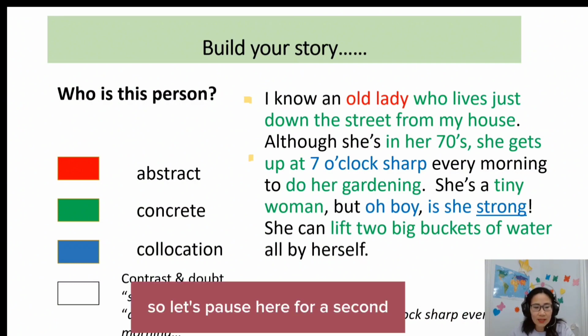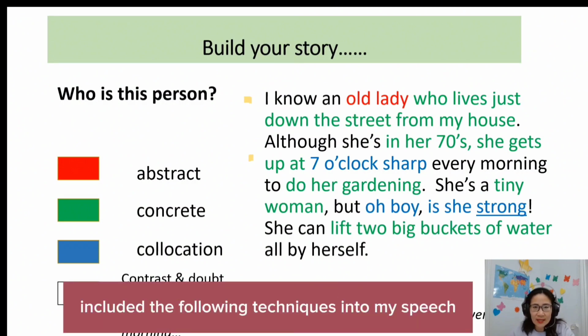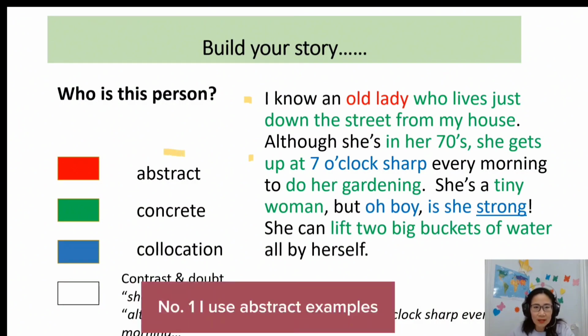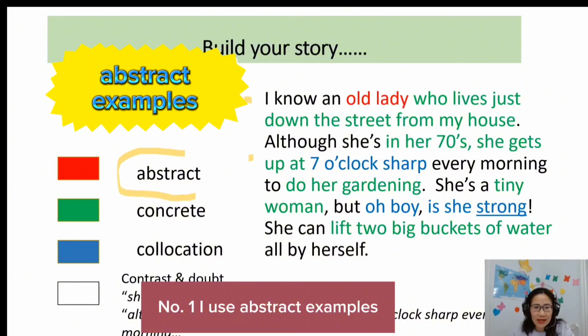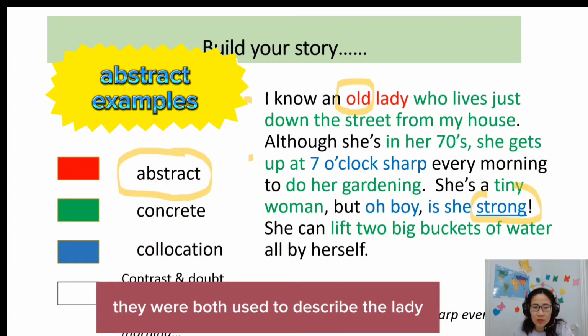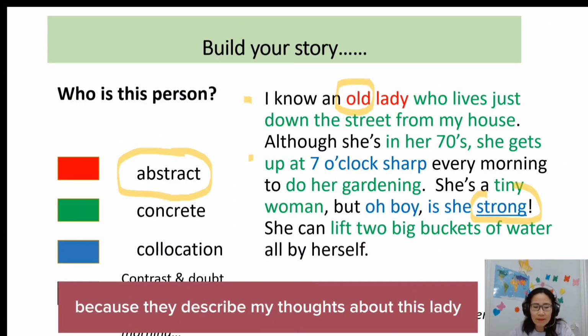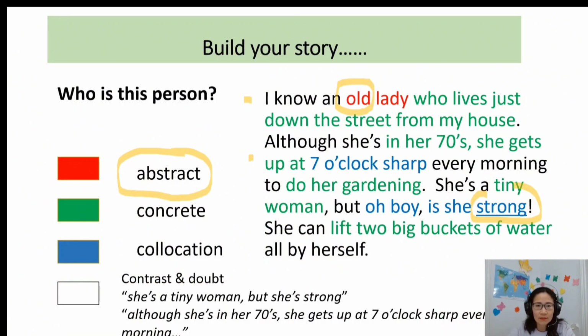So let's pause here for a second and take a look at my answer. I've actually included the following techniques into my speech. Number 1, I used abstract examples. The words old and strong were both used to describe the lady. They were abstract examples because they describe my thoughts about this lady.